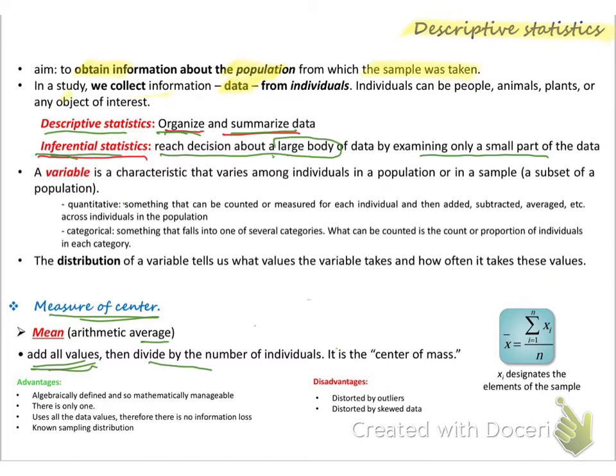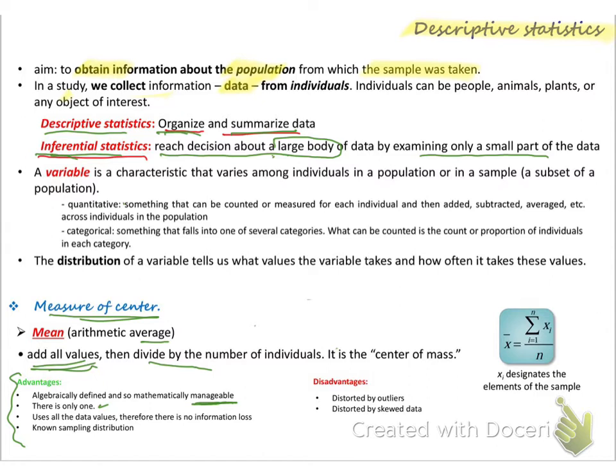Add all the values. The mean has some advantages and some disadvantages. The advantage of the mean is that it is algebraically defined, so it is mathematically manageable. We just add them and divide by the number of them, so it's easy to do. The second advantage is that there is only one mean, one arithmetical average, for each set. It's not two or three, it is only one.